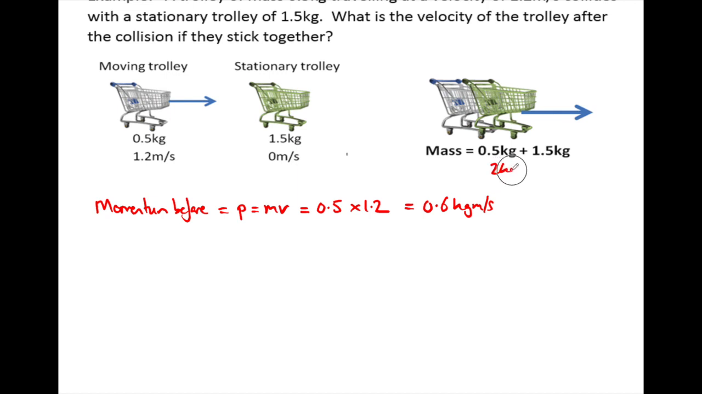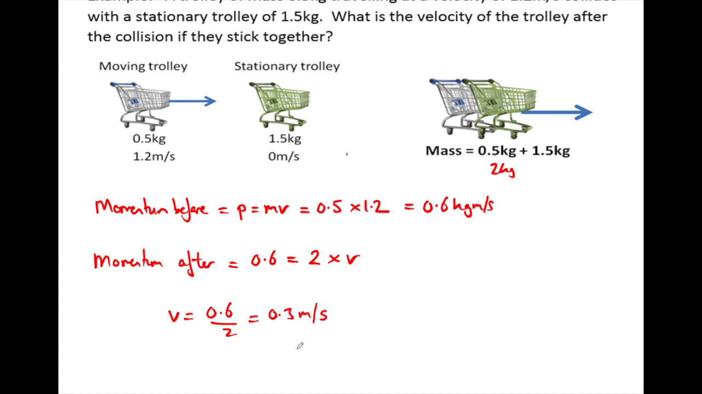Now we've got to remember as well that the momentum afterwards is the same as the momentum before. So we know the momentum of these trolleys afterwards, we know the mass, so we need to just find the velocity. So the momentum after is going to equal 0.6, which is going to equal the new mass, 2, times the velocity we don't know. And all we need to do is rearrange that equation by taking 2 down to the other side. So velocity is 0.6 divided by 2, which is 0.3 meters per second.